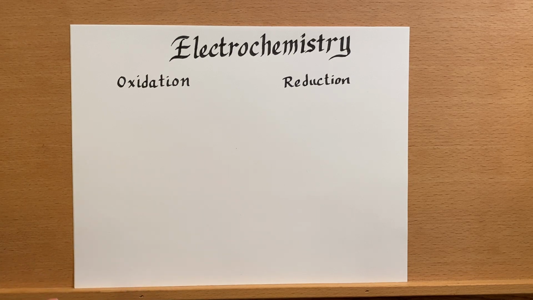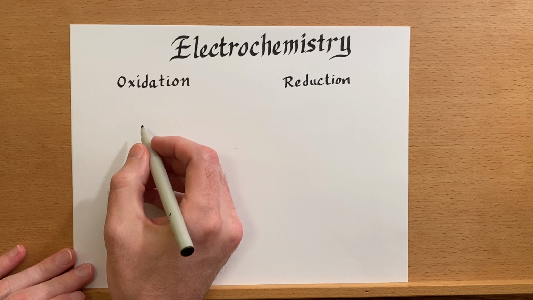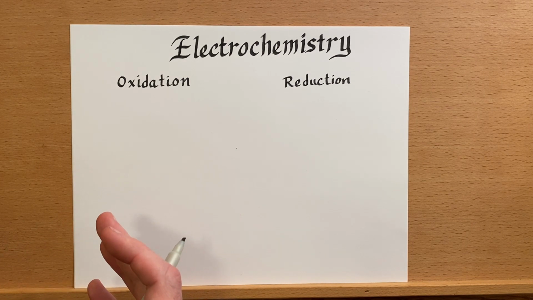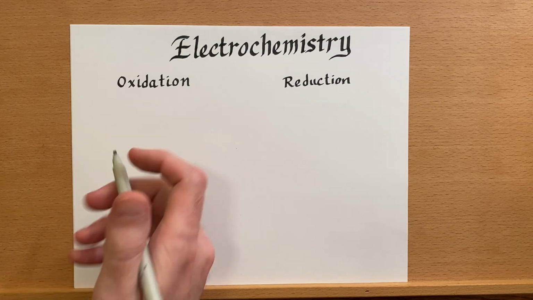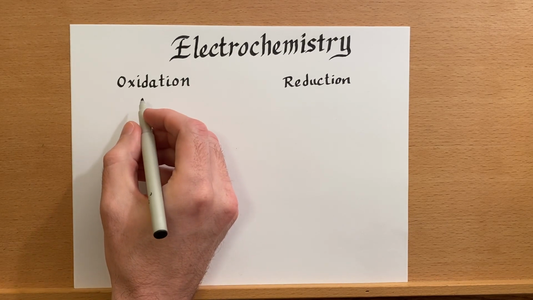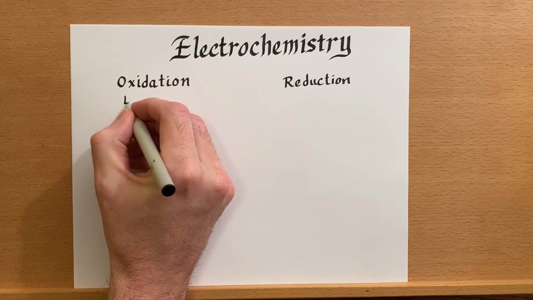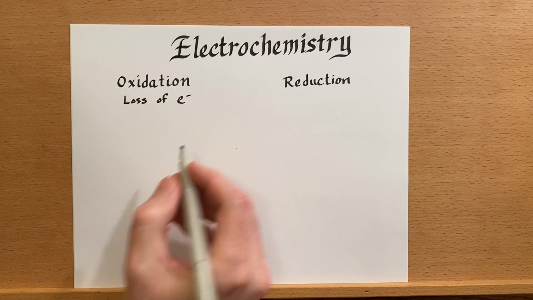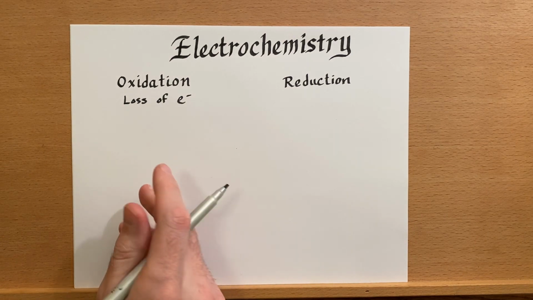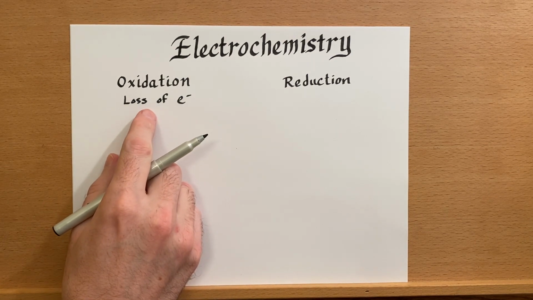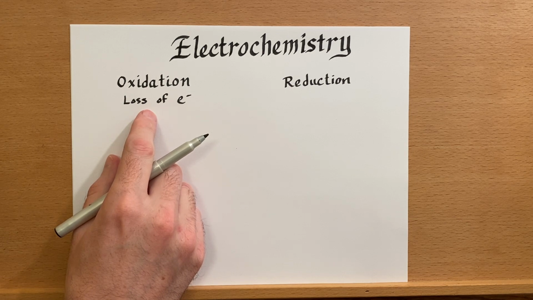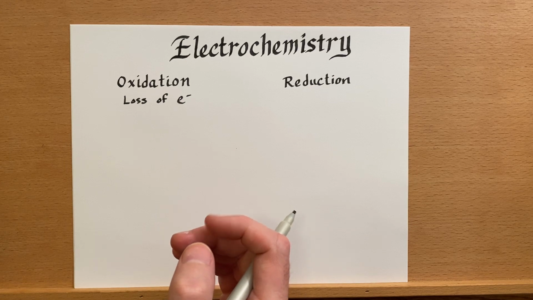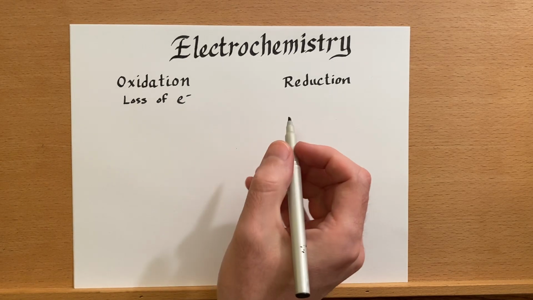So what actually is oxidation? Well, in a more modern sense, and since we understand what electrons are and we express things in terms of electrons, this is the loss of electrons. When we lose an electron, that substance has been oxidized. And for reduction, we're reducing the oxidation number, so we will be gaining electrons.